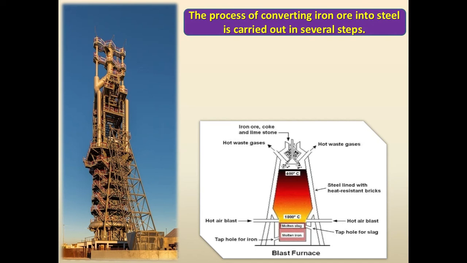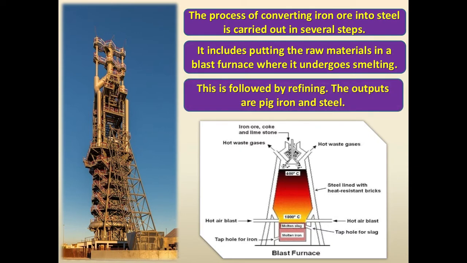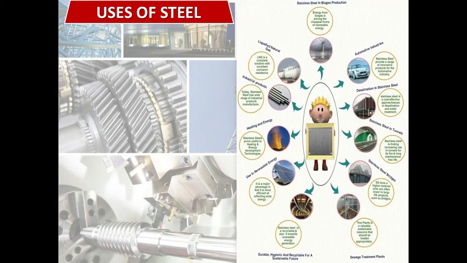The process of converting iron ore into steel is carried out in several steps. It includes putting the raw materials in a blast furnace where it undergoes smelting. This is followed by refining. The outputs are pig iron and steel, and this is the picture of the making of iron. Okay, so this is a blast furnace and a lot of steps are included in the making of iron and steel.